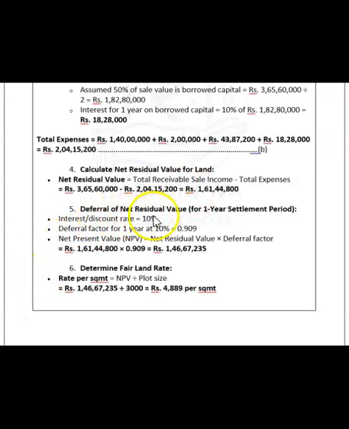Now, defer the net residual value for 1 year settlement period. Interest and discount rate is 10% assumed. Deferral factor of 1 year at 10%. This is the formula for present value, you have already completed the income approach. PV is equal to 1 plus R, power bracket power N. For 1 year with the 10% rate of interest, if you calculate it, the deferral factor will come 0.909.